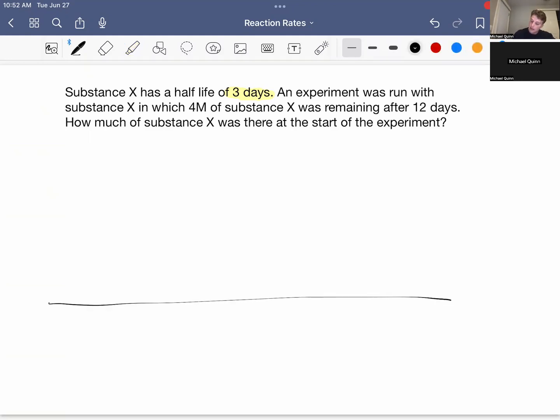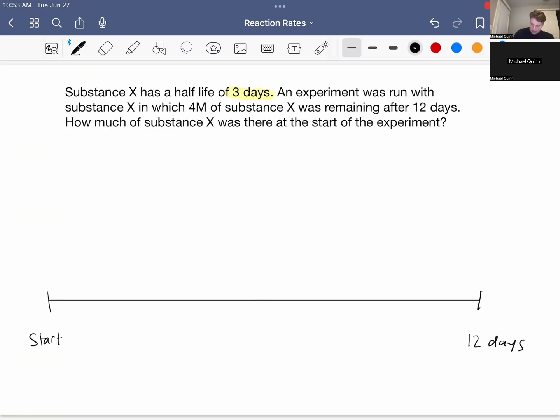So we are seemingly dealing with a timeline in which this is the start of the experiment and this is 12 days later. Now it is asking us to calculate how much of substance X we had at the start of this experiment. However, we know that 4 molar was remaining at the end of the 12 days. One important piece of information that we need to take into account when we answer this question is that the half-life is 3 days. So what we can do is count by 3 days.